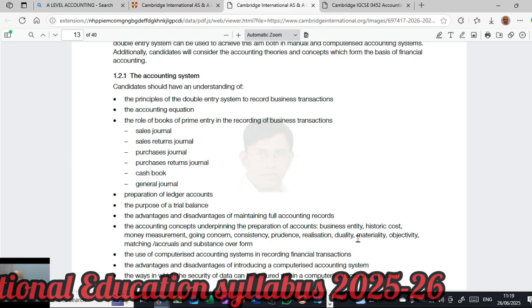The use of computerized accounting system in recording financial transactions, the advantages and disadvantages of introducing a computerized accounting system, and the ways in which the security of data can be ensured with the computerized accounting system. So all these things you'll be learning in AS level itself. This is also part of the AS level syllabus. There are a lot of concepts related to business, whether it is what is double entry, what is bookkeeping, and various concepts related to accounting. You will be learning more in detail in another lesson.